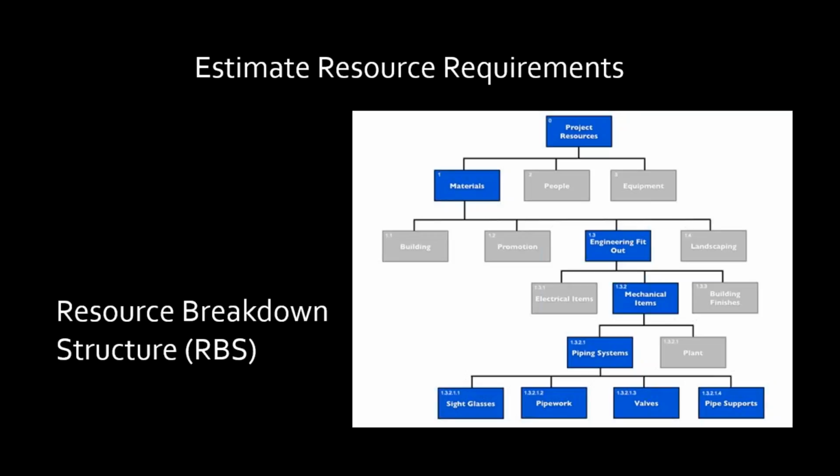One of my pet peeves with PMBOK, by the way, is that they use the acronym RBS twice. There's also going to be a risk breakdown structure. So I tell you this because as you're reading the question on the exam and they use RBS, make sure you figure out which breakdown structure they're talking about, a resource breakdown structure or a risk breakdown structure. There'll be plenty of information in the test question to answer that.